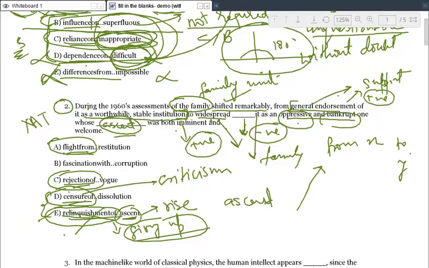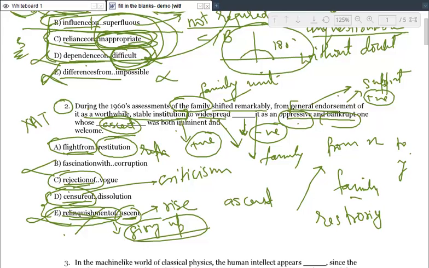So E goes out, B already has gone out. Whose restitution? Restitution basically means replacement, or replacement basically means replacing something again. So you are basically bringing back the concept of family again. Restoring something means restitution. So when you restore something, you're not breaking it, you are bringing it back.